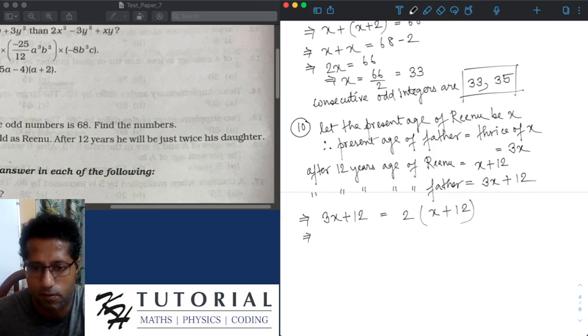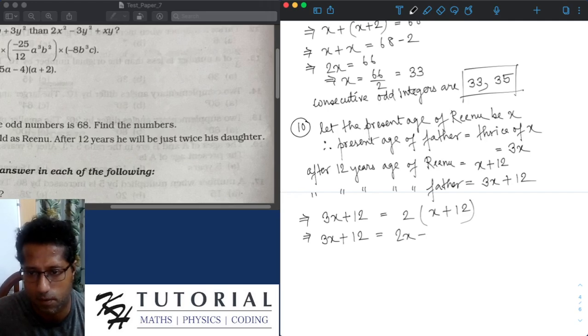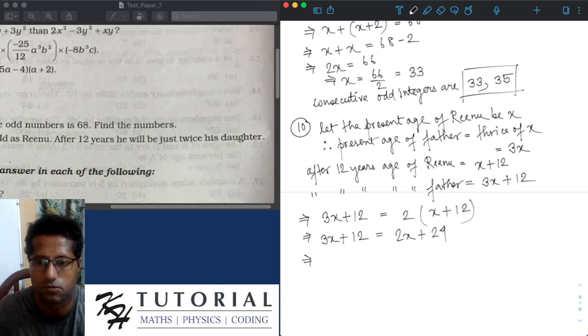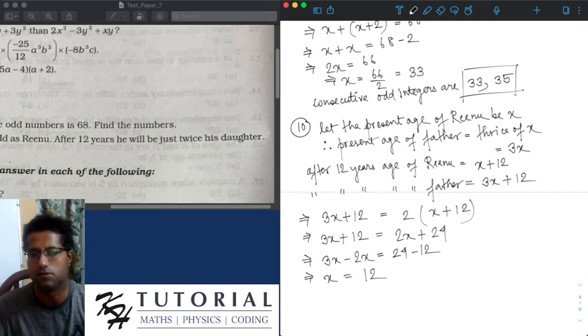So if we open the grouping symbol on the right hand side, by doing the product, we get 2x plus 24. Now if we bring all the variable terms, the x terms, to the left hand side and the constant terms to the right hand side, we get 3x minus 2x equals 24 minus 12. If we simplify further, 3x minus 2x is x. On the right hand side, 24 minus 12 is 12. So we got x as 12, which is the present age of Renu.